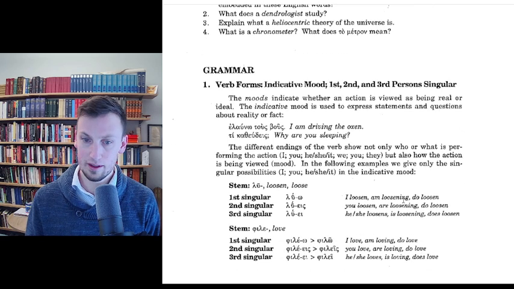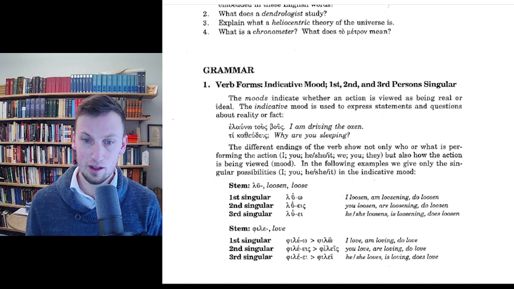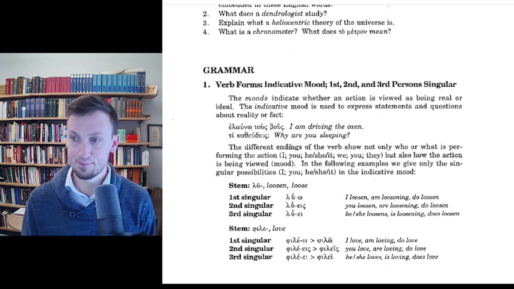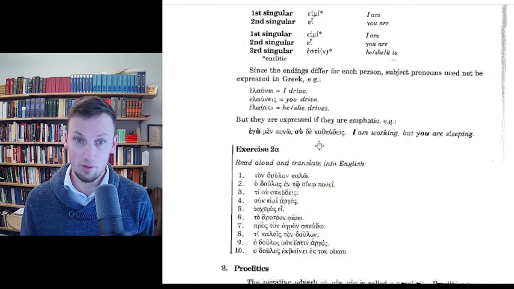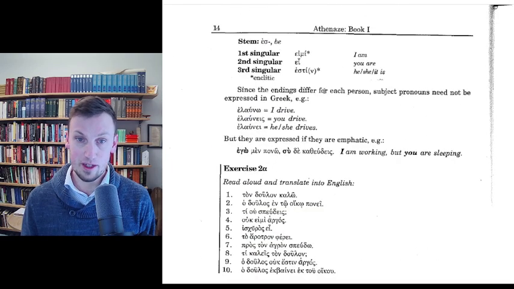So shrink it. There we go. Philo, philes, phile. Okay, that's your verb stuff. Hopefully you can read the descriptions.